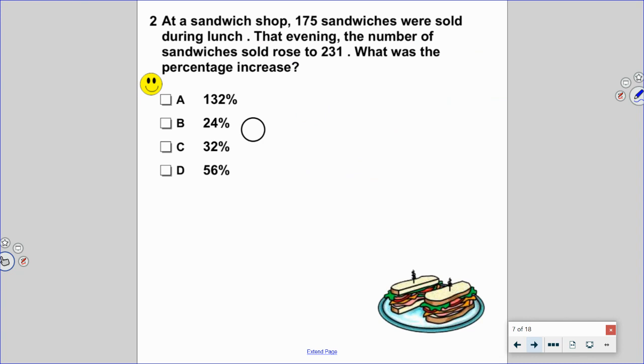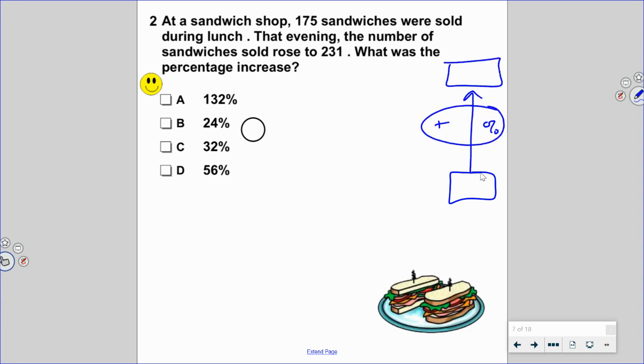And if you ever want to pause, read it on your own, that's fine. At a sandwich shop, 175 sandwiches were sold during lunch. That evening, the number of sandwiches sold rose to 231. What was the percentage of increase? Again, we sell some sandwiches, then we sell some more sandwiches, and we want to know what is the percentage of that increase. I'm a very visual guy. I often draw pictures. Some of you do just fine auditory. You just listen and you got it.